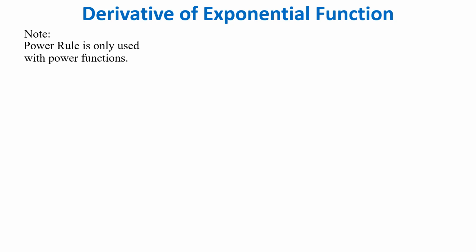Next, I'm going to show you other functions that are not power rule and how to take their derivative. I'm going to start with the exponential function. Specifically, I'm going to talk about e to the x. The derivative of e to the x, and this is the only function that this happens for, is itself. The derivative of e to the x is e to the x.